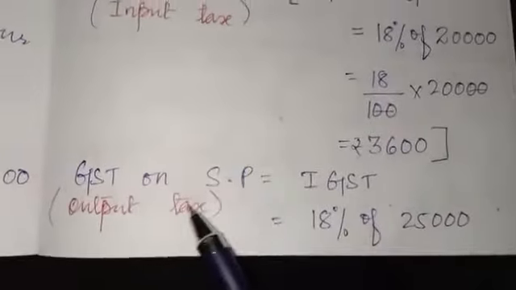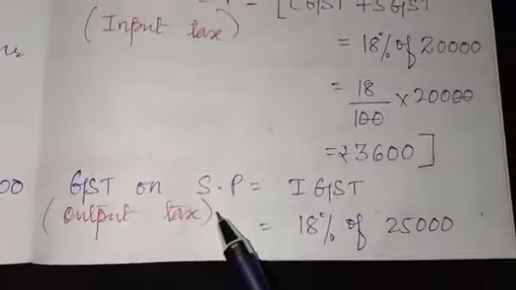Then GST on SP. See here, now the dealer at Kanpur is selling to another state, so here it will be IGST. IGST is 18% of 25,000. GST on SP is called output tax. So this is 4,500. Net GST is output tax minus input tax. This is the formula for net GST. So 4,500 minus 3,600 is 900. So this is the net GST payable by the dealer at Kanpur.